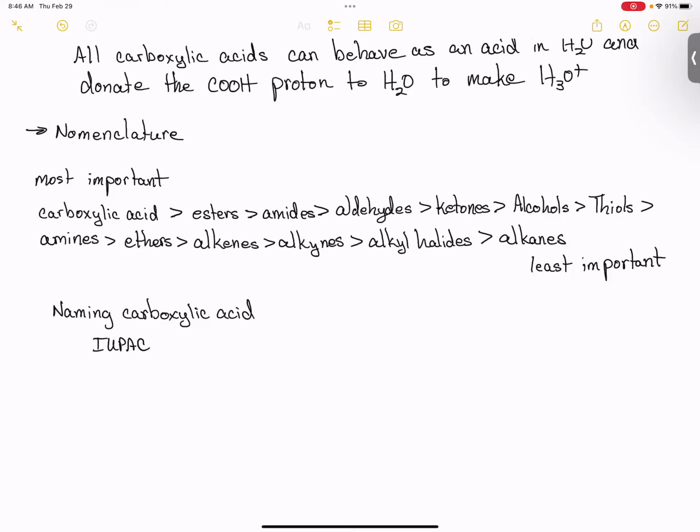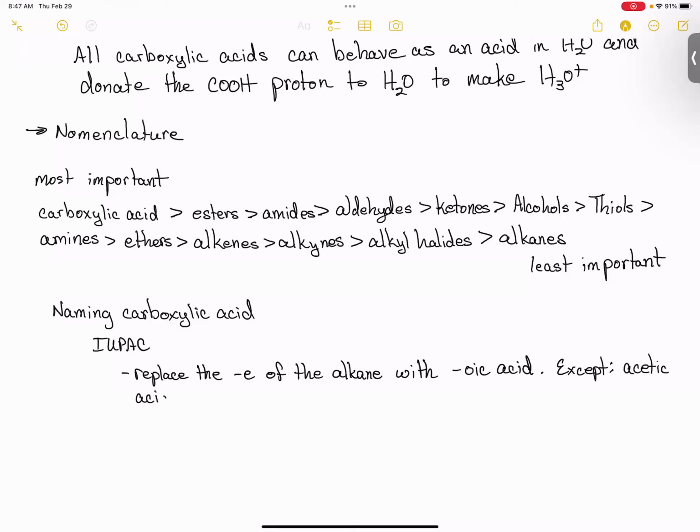Now, for the IUPAC naming, you are going to simply replace the E of the alkane with oic acid. There are exceptions to this rule, but in general, it's going to get replaced with oic acid. But one of the biggest exceptions that you need to know is acetic acid, which just gets the ic acid, not the oic acid. That's one of the biggest exceptions you need to know.